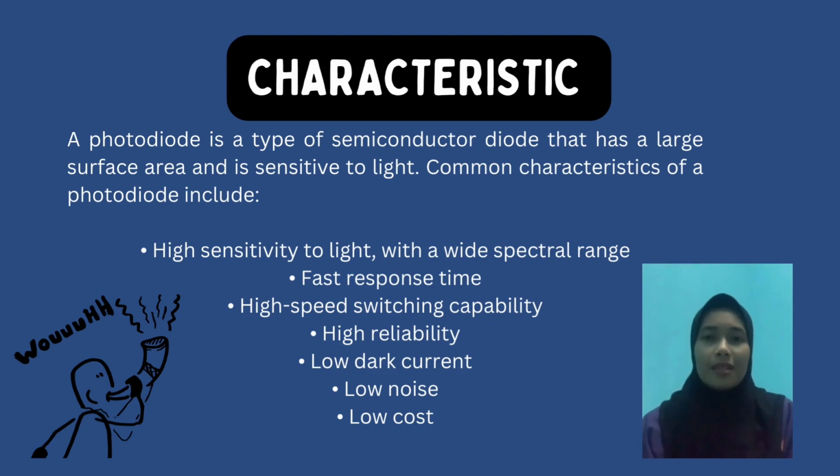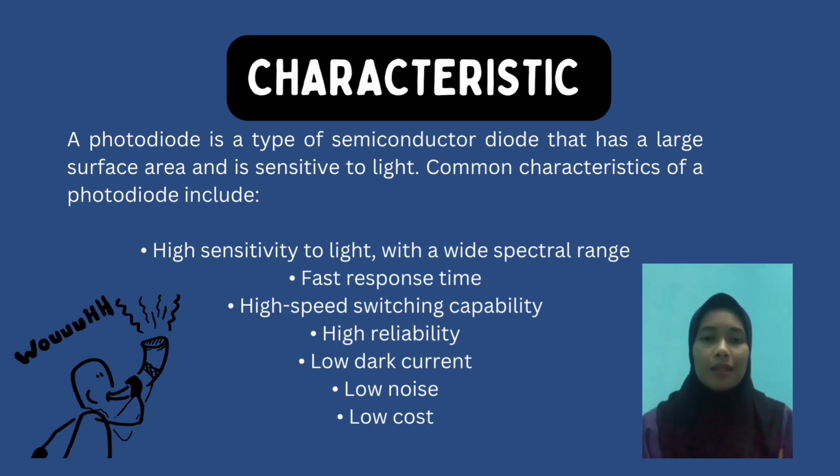The second characteristic of photodiode is fast response time. The response speed of photodiode is a measure of the time required for the accumulated charge to become an external current and is generally expressed. Third characteristic of photodiode is low dark current. Dark current is the current in the photodiode when there is no incident light.